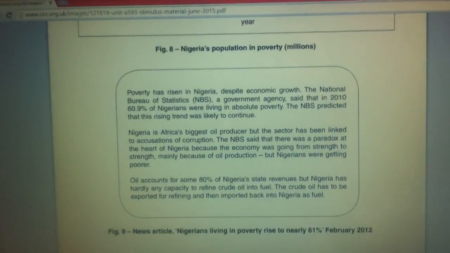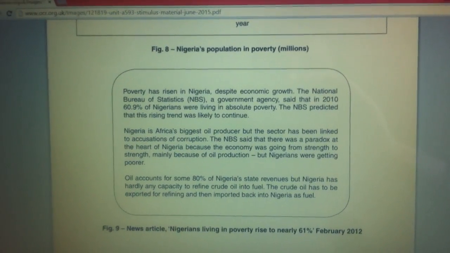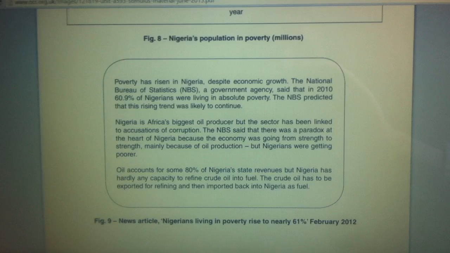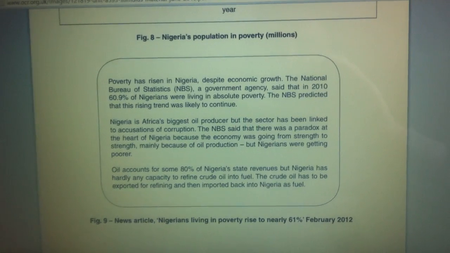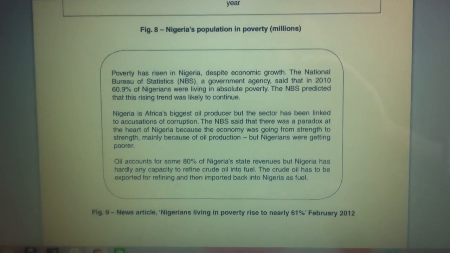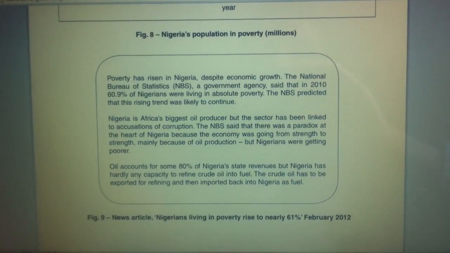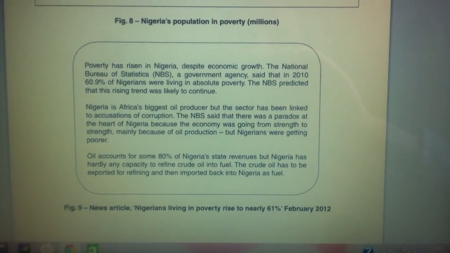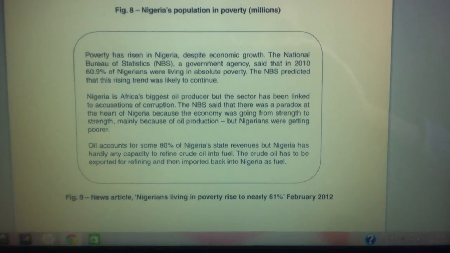Again, it's about Nigeria, and maybe your teachers have got you some press releases on Nigeria, but you should be aware that Nigeria is very rich in natural resources in terms of oil, and one would therefore not expect to see the data presented in figure 8, where the numbers of people living in poverty continue to grow. Poverty has risen in Nigeria despite growth. In 2010, 60.9% of Nigerians were living in absolute poverty.